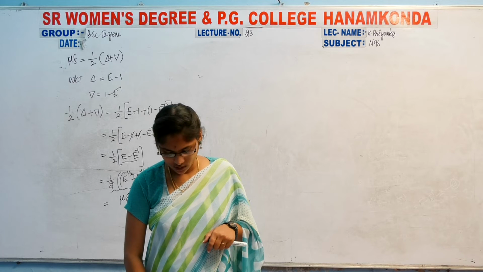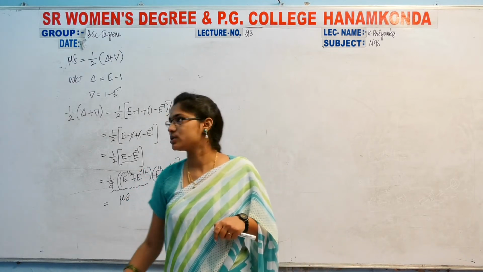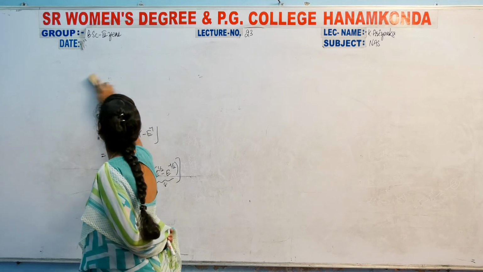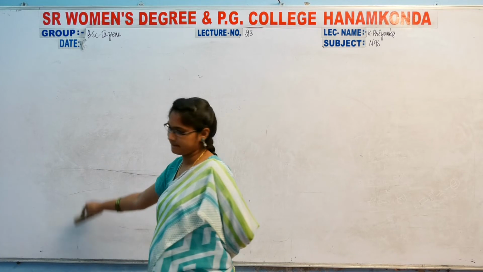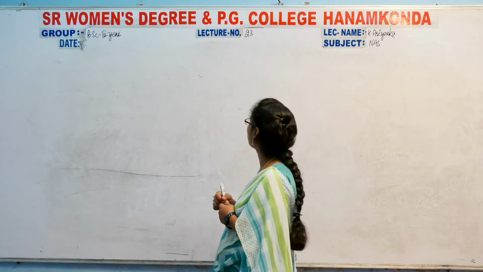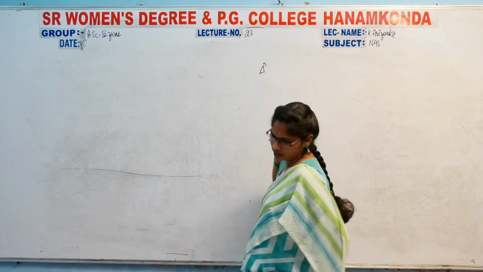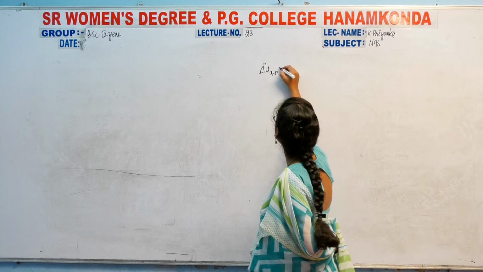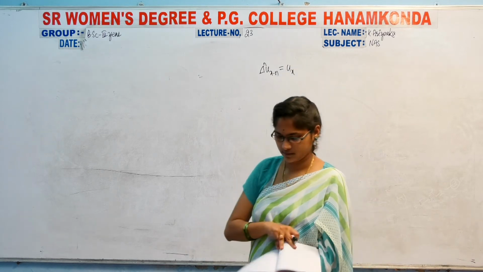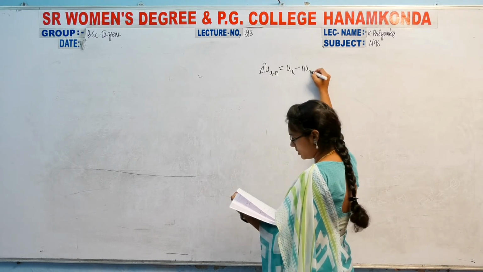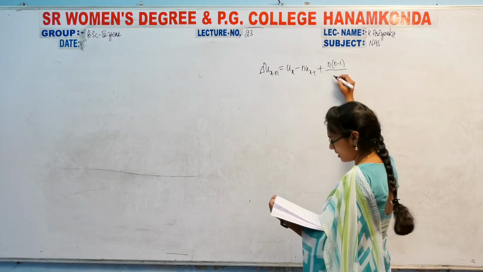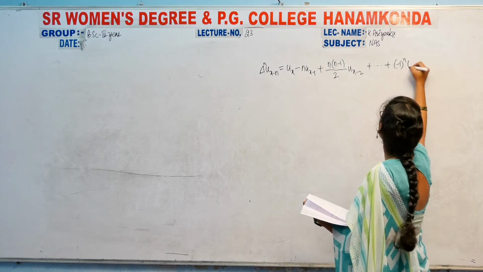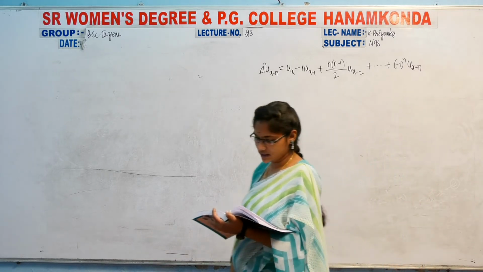Next, problem. Using the method of separation of symbols, show that delta to the power n of u x minus n is equal to u x minus n into u x minus 1 plus n into n minus 1 by 2 u x minus 2 plus so on plus minus 1 whole to the power of n u x minus n. Write down the question. This is the result we have to prove.